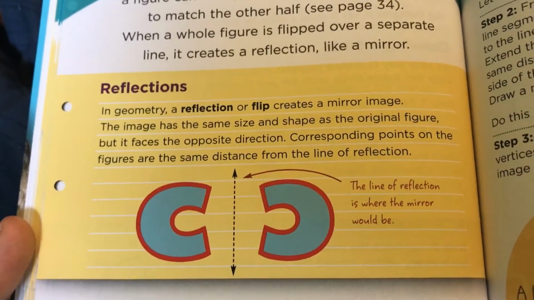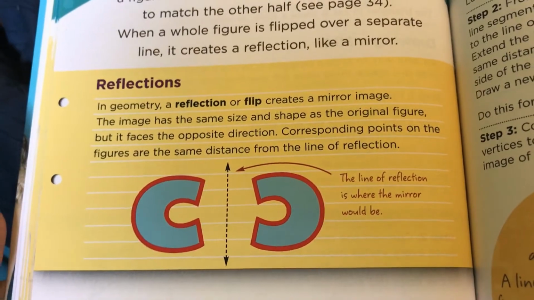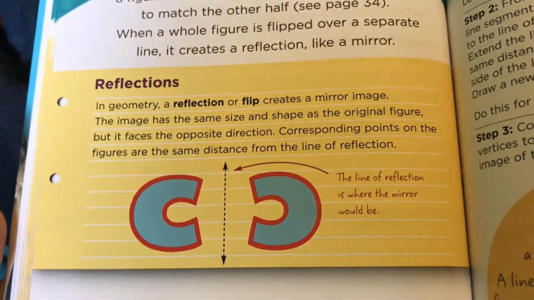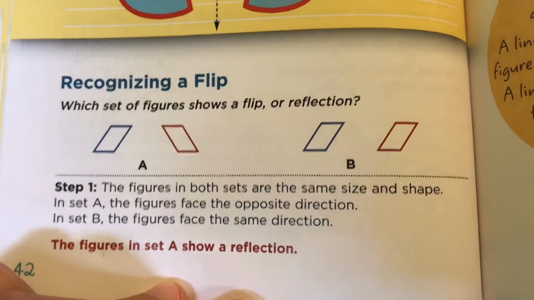The image has the same size and shape as the original figure, but it faces the opposite direction. Corresponding points on the figures are the same distance from the line of reflection. The line of reflection is where the mirror would be. Here we go. Recognizing a flip. Which set of figures shows a flip or reflection?